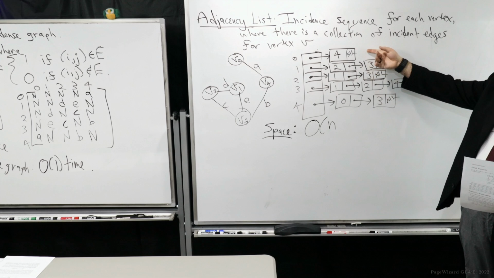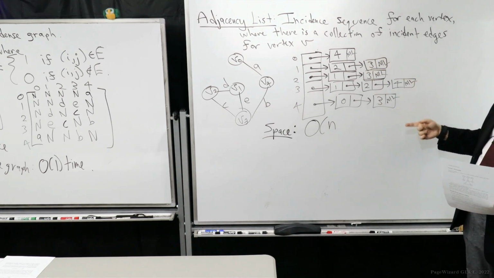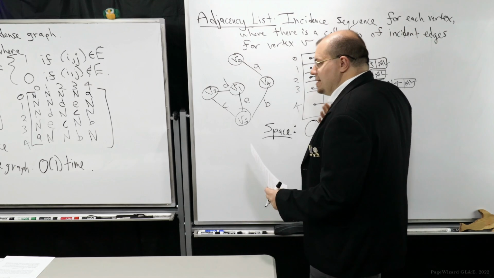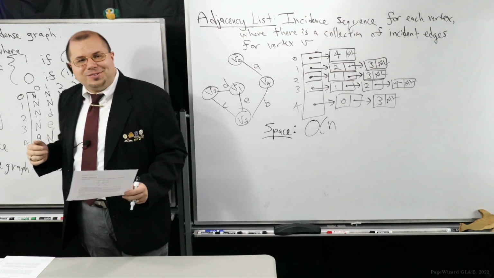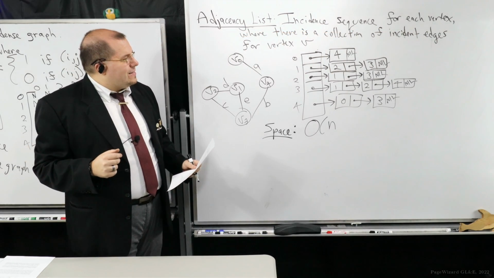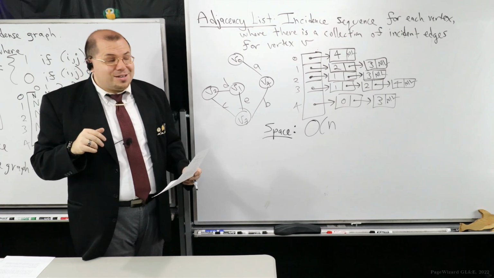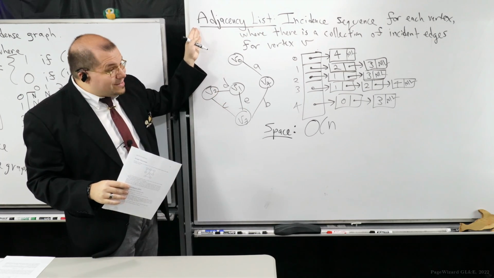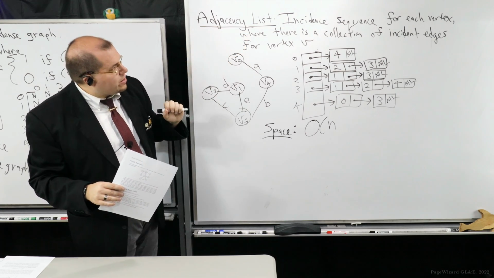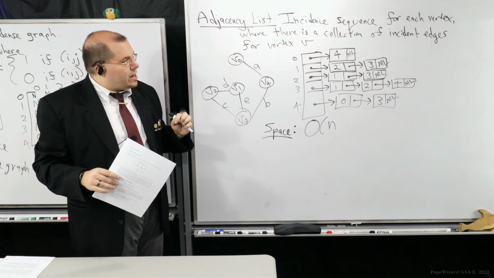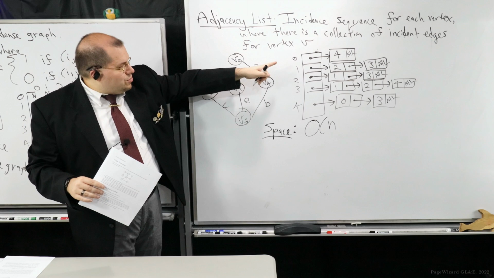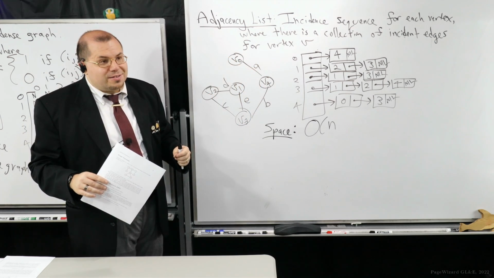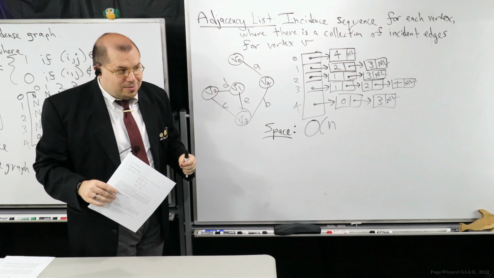But what's the length of each one of these linked lists? How many nodes are in each one of these linked lists? I would like to know the answer to this. See, this is where the handshaking lemma is going to be your best friend. Because it's an adjacency list, if you look at our definition here, it's an incident sequence for each vertex. So if you look at each one of our linked lists, how many nodes will there be in each linked list? The degree.